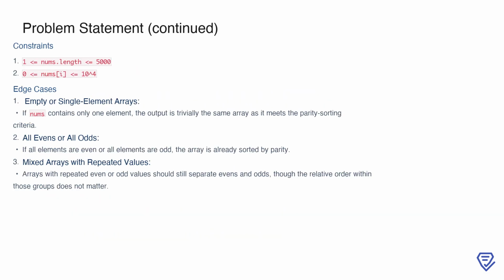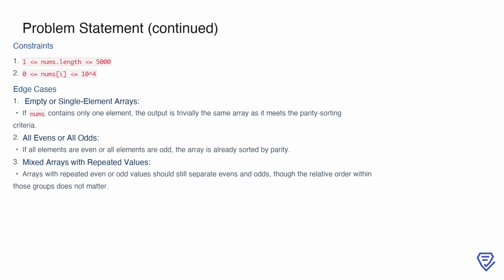Now, let's go over the problem constraints and consider some edge cases. First, the constraints specify that the length of the array, nums, will be between 1 and 5,000, and each element in the array will be a non-negative integer between 0 and 10,000. With this range, we know the input size is manageable, and we don't need to handle negative numbers.